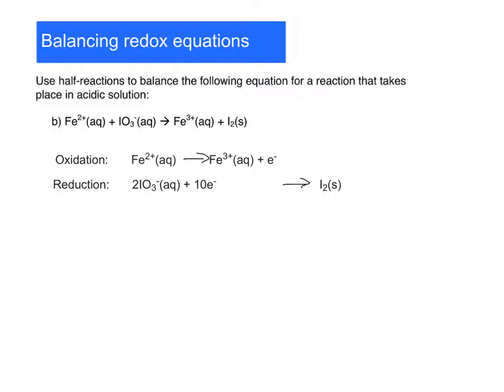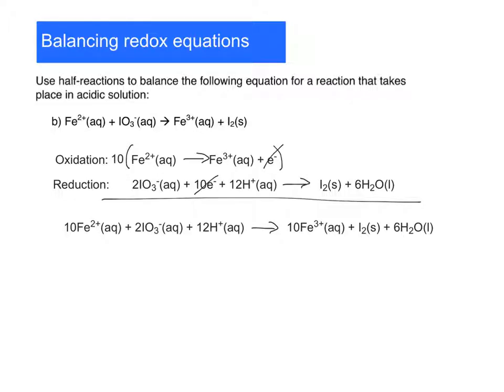Right, and now we need to add 6 waters to the right side of the equation to balance out the 6 oxygens that are over here. And then we'll need 12 H pluses to balance out our hydrogens. Okay, so now we've got 1 electron transferred in the top reaction and 10 transferred in the bottom reaction, so we need to multiply the top one times 10, and then cancel out our electrons when we add the 2 equations together, and then this should be your final balanced redox equation here.